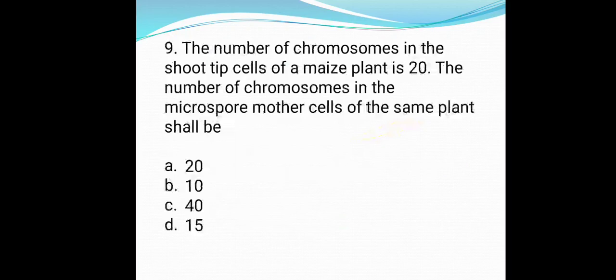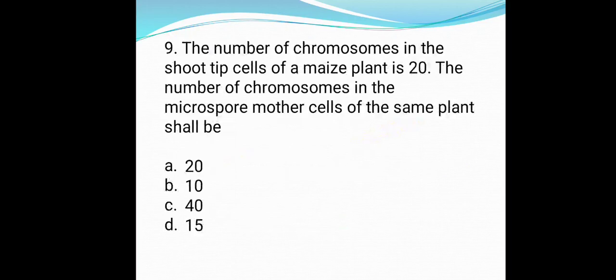Let us see the next question, the 9th one. The number of chromosomes in the shoot tip cells of a maize plant is 20. The number of chromosomes in the microspore mother cells of the same plant shall be? The shoot tip somatic cell is diploid, consisting of a diploid set of chromosomes, that is 20 in the maize plant. The microspore mother cell is also diploid in nature, so it also has 20. The correct option is A, that is 20.